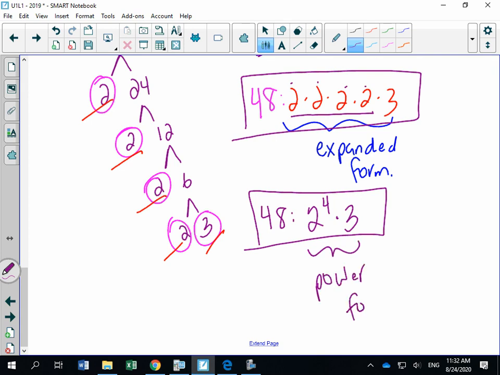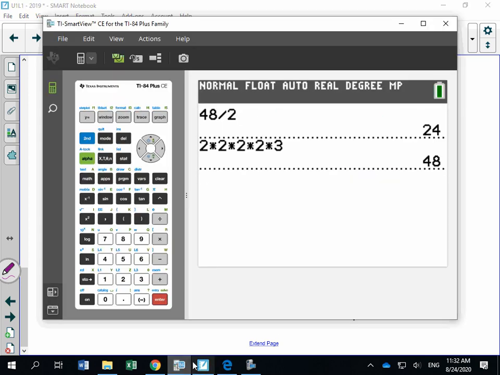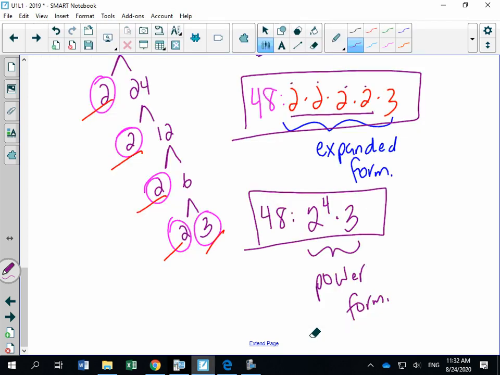So power form. Now, how do we check 2 to the power of 4 times 3 on our graphing calculators? Hit 2. Right above your division is a little hat. That will go into your exponential. So 2 to the power of 4, we need to scroll out, times 3, and we get 48. So all of those are equal to 48.